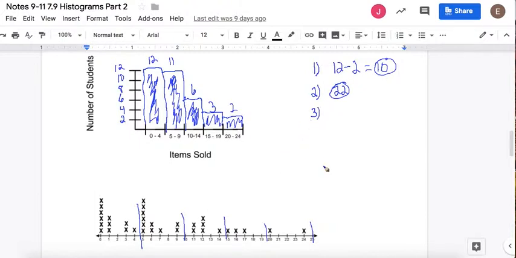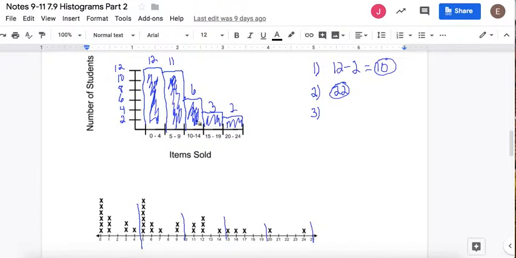Which interval contains the median of the data? Okay, so I have to add all these up to figure out how many data points I have, or I can count the x's, it doesn't matter, but it's easier to count these. So 12 plus 11 is 23, plus 6 is 29, plus 3 is 32, plus 2 is 34. So I know there's 34 data points. So I have to think about what half of 34 is. And half of 34 is 17. If I didn't know what half of 34 is, I could do 34 divided by 2.